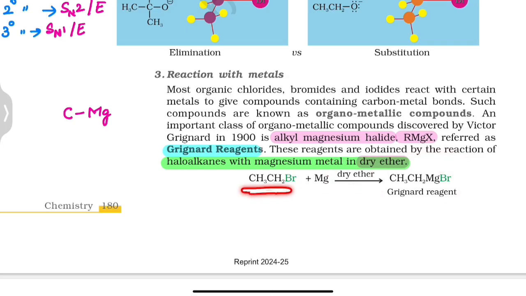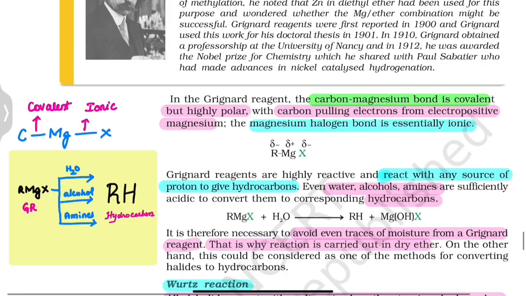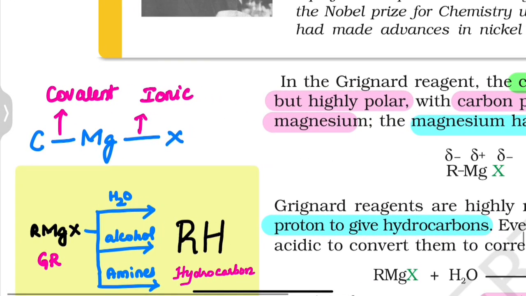Here first we are taking alkyl bromide. We are treating it with magnesium in the presence of dry ether. You can see Grignard reagent is obtained. Mainly here what you should see is that a carbon metal bond will be formed. Here you can see carbon and magnesium bond will be formed in the Grignard reagent. In the Grignard reagent, the carbon magnesium bond is covalent but highly polar, with carbon pulling electron from electropositive magnesium. The magnesium halogen bond is essentially ionic. This question can appear in the examination.